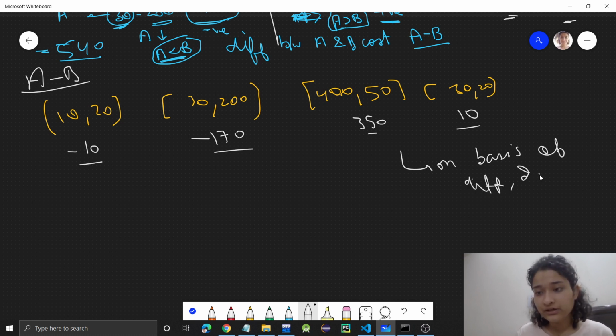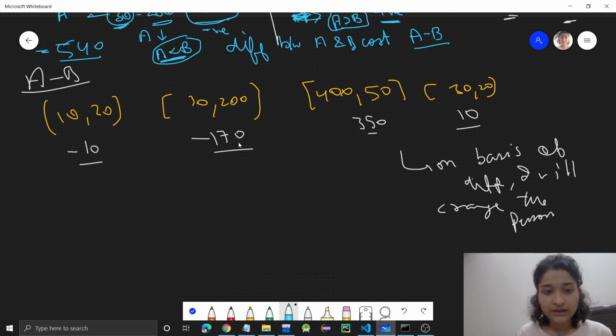I will arrange the pairs. I will arrange the persons. So, minus 170 is, if you like, take this in ascending order. Minus 70, then it will be minus 10, then 10 and then 350, right? From smallest to largest. So first minus 170 pair is what?